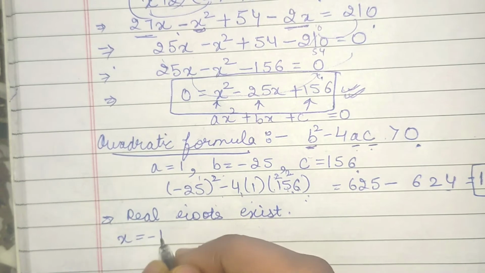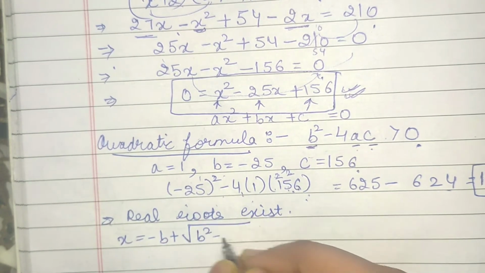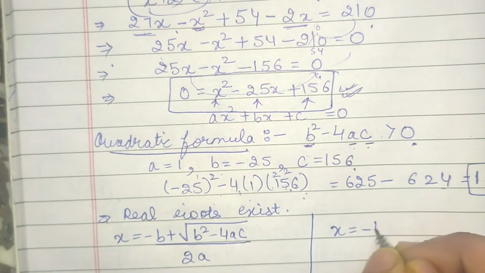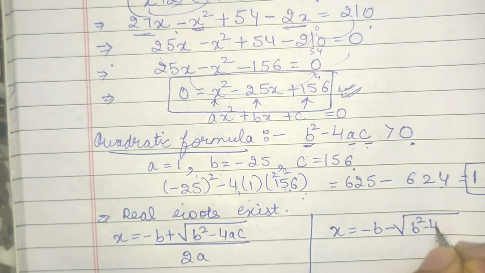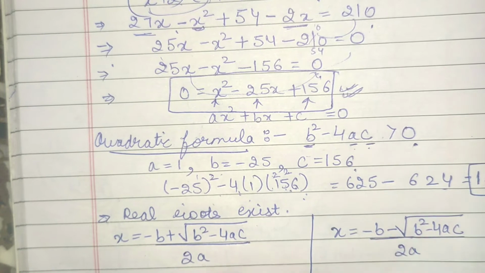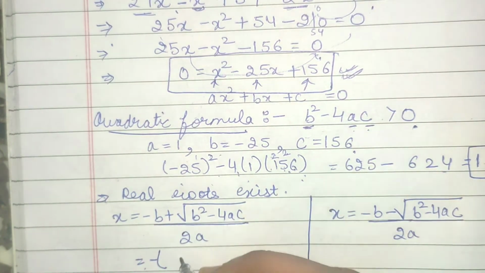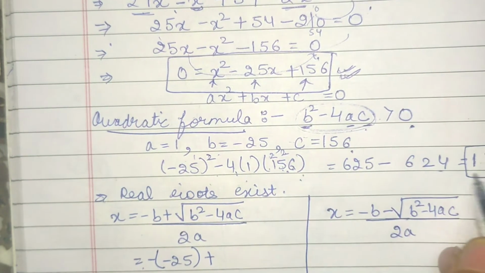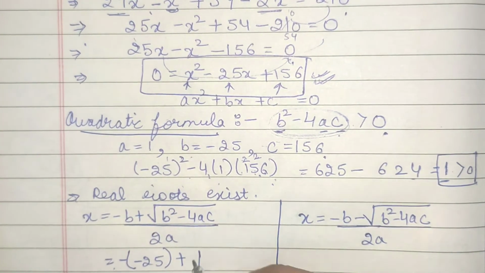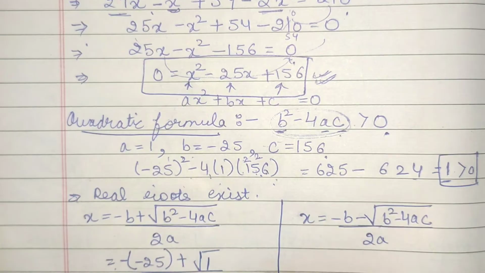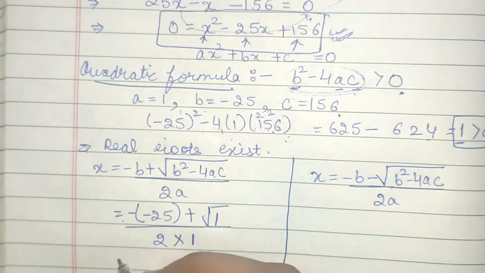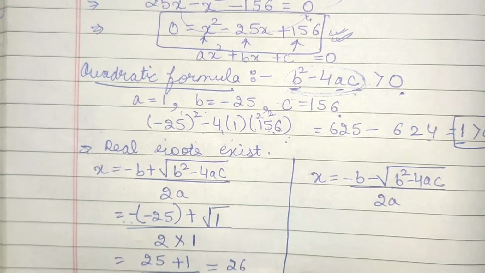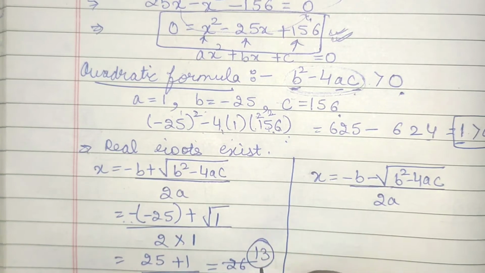How do we find the roots? We use the formula x is equal to minus b plus under root of b square minus 4ac, divided by 2a. And the second formula is minus b minus under root of b square minus 4ac, divided by 2a. Minus b is minus of minus 25, plus under root of b square minus 4ac. You have already found b square minus 4ac, which is equal to 1. So under root of 1, divided by 2a, and a is 1. Simplify it: 25 plus 1 divided by 2 gives 26 by 2, which is equal to 13.